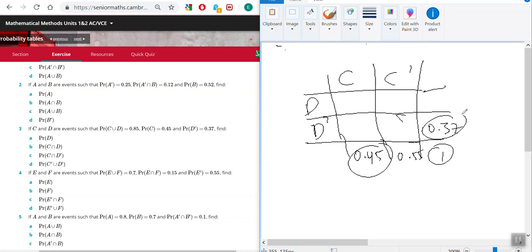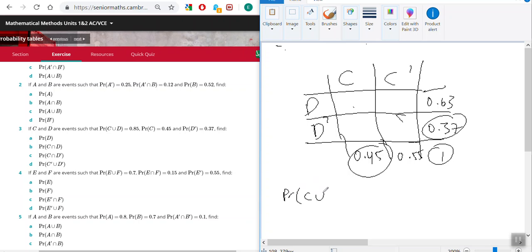Okay, so we know that. Here we know that this must be 0.63, because that has to sum to 1. The columns and rows have to sum up to each other. I need a piece of information somewhere here to work out the rest. So now I can get the probability of C union D by using the addition rule.